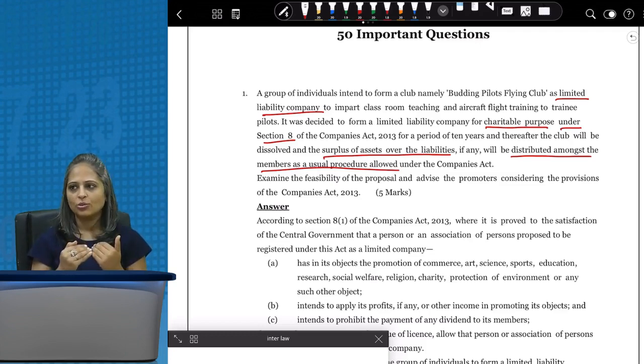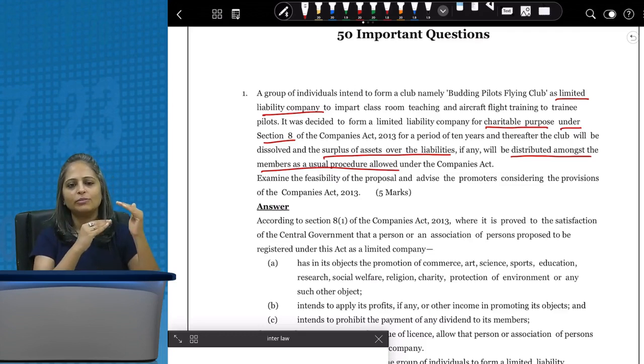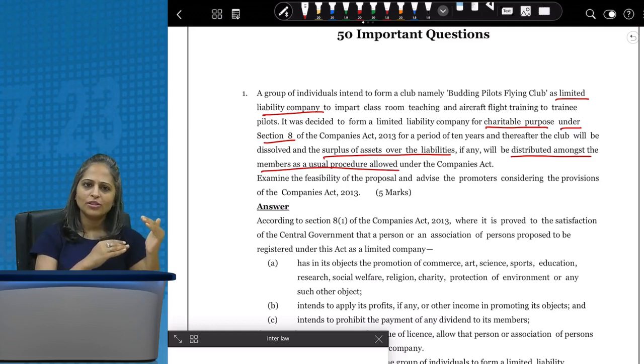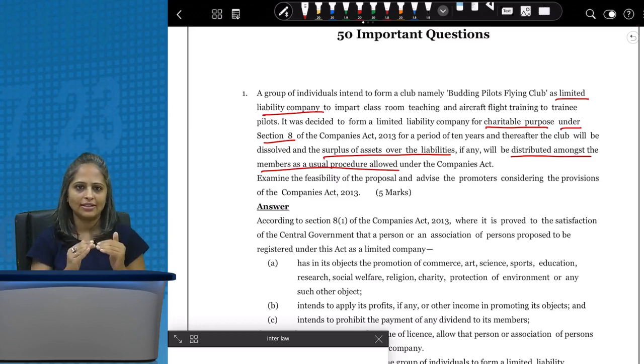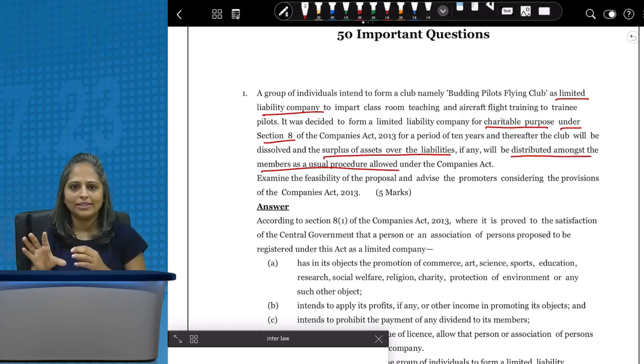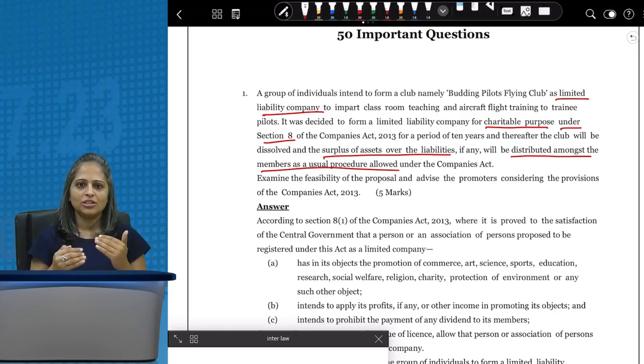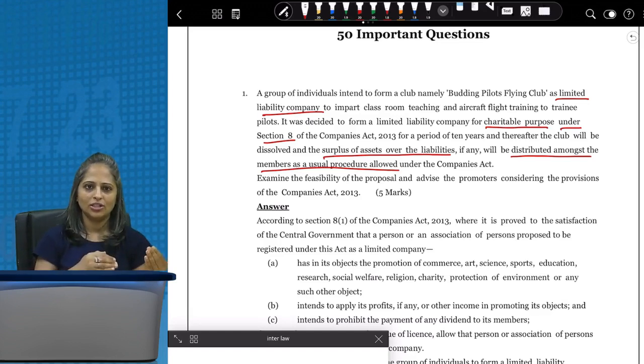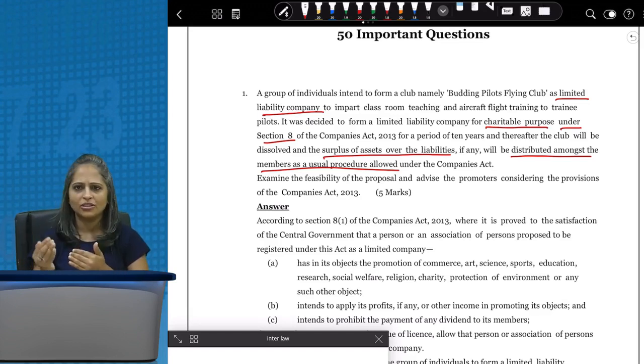So when you are answering a practical case study type of question, first you will mention what the act is telling you. If you know the section number, you mention the section number. If you don't remember the section number, you can just mention what the act is telling you, because you would know that since you learned the concepts. Then secondly, in the second part of your answer, you will mention the facts in the present case. You don't have to copy that exactly from the question. You will mention that they want to form a company under Section 8 for charitable purpose, for the purpose of classroom teaching, and then they want to wind it up after 10 years and distribute the surplus profits.